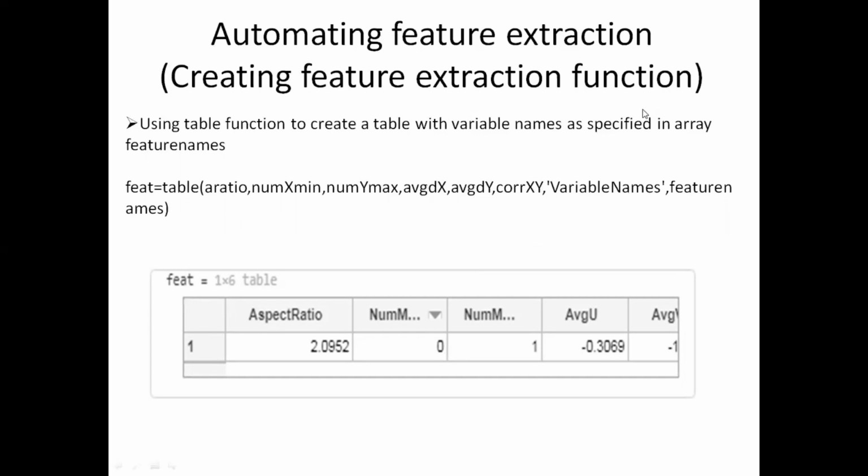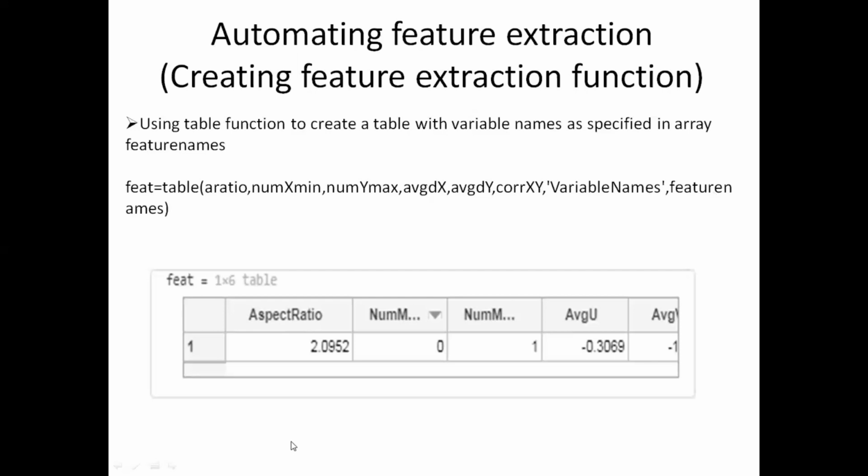So it will take the names that are defined in this particular array, feature names, to be the variable names. You can see here the same table is displayed. You can see these variable names. It is not a ratio or num x min or anything like that. This is the aspect ratio, and whatever names we had defined in the array, feature names, have become the variable names here.